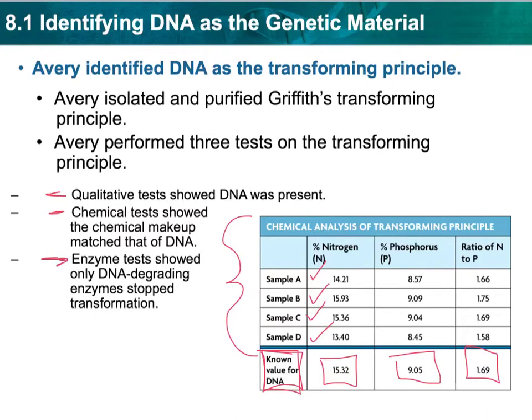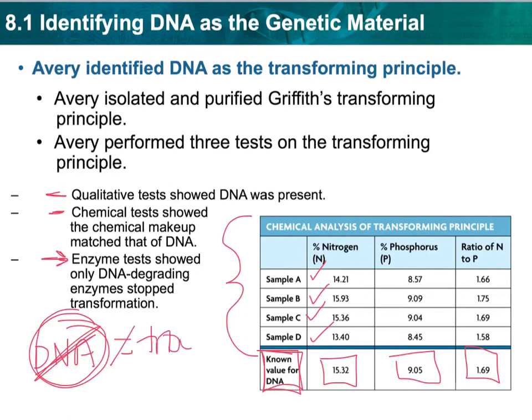Finally, the enzyme test that he did, it says here that he did an enzyme test that showed only DNA degrading enzymes stopped transformation. Basically what that means is he would take an enzyme that killed DNA, and when he used that enzyme and killed the DNA, there was no transformation. So the transformation didn't occur. If he used an enzyme that killed the protein, transformation still did occur, which again led him to believe that it was actually DNA that was the genetic material and not some kind of protein.